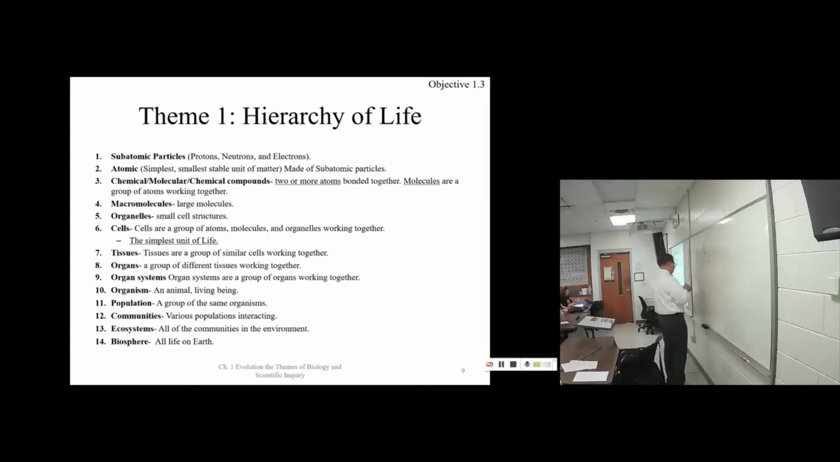Now, cells, they come together and they make tissues. Every A&P student just loves learning tissues. It all looks like just a bunch of pink blobs. It's like, they hate it. I try to do the best I can, but tissues.